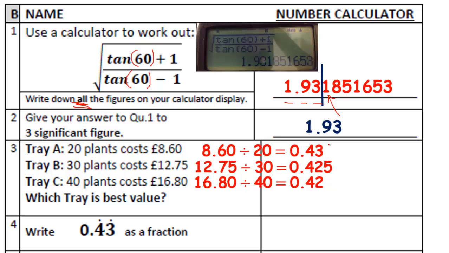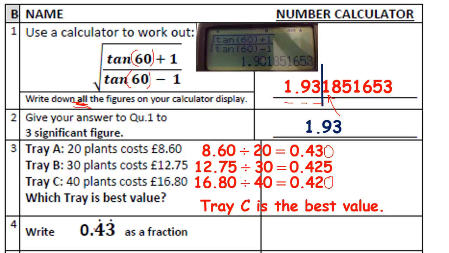In this one here, to make them all the same number of decimal places, I'm going to put a 0 at the end there. That makes them look the same, so I have 430, 425, and 420. Which is the smallest value? This tells me blatantly that tray C is the best value. Okay, make sure you're okay with this and you can do it.